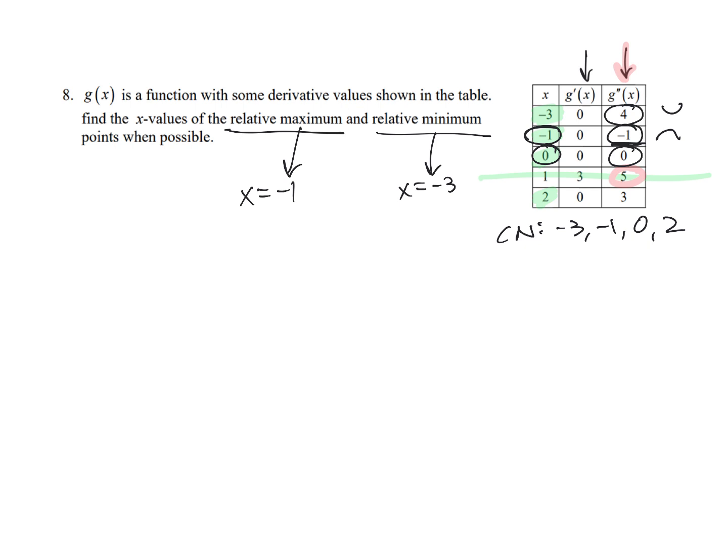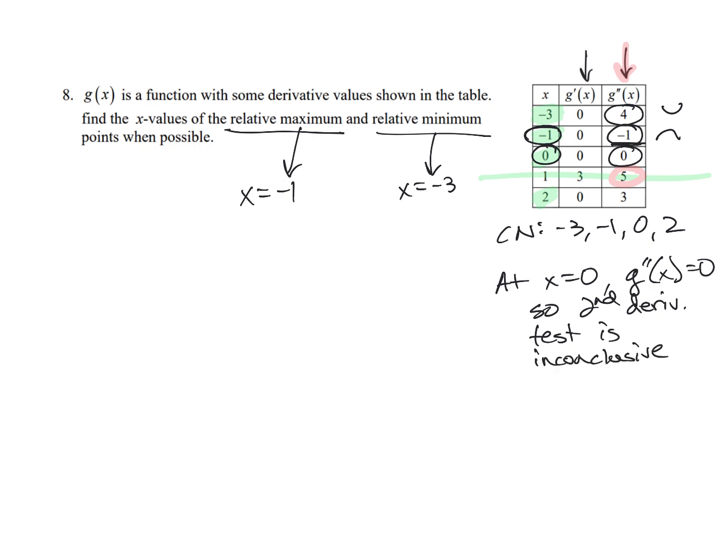No, it doesn't. So at x equals 0, F double prime, or in this case G double prime, I guess it is, G double prime of x is equal to 0. So the second derivative test is inconclusive, which means it doesn't help us a dang thing. On this one, you can't tell what's happening there, so you say it's not possible to tell what's going on. I can't tell you for sure if that's a max or min. It might be, but I just don't know.